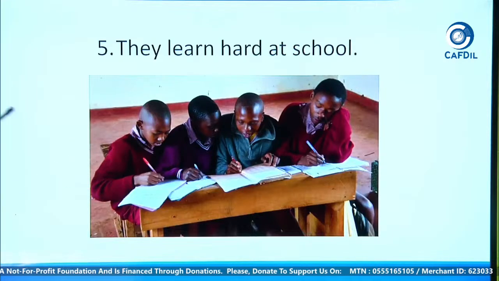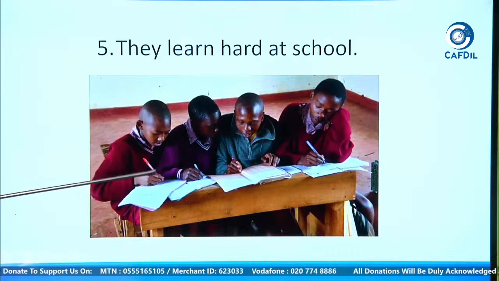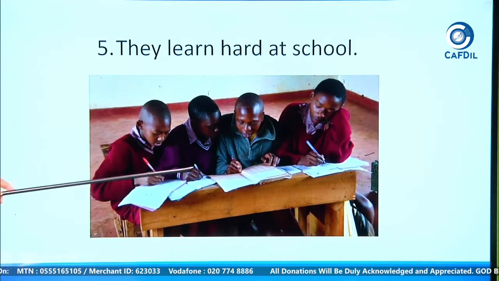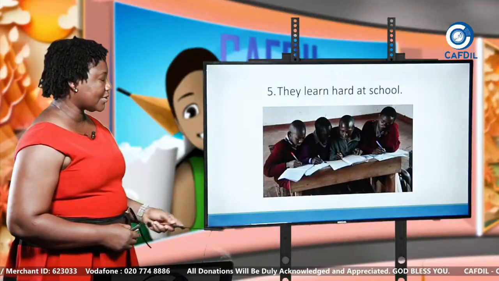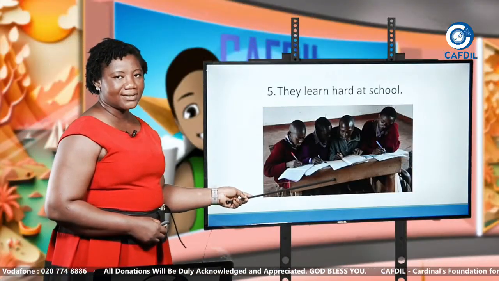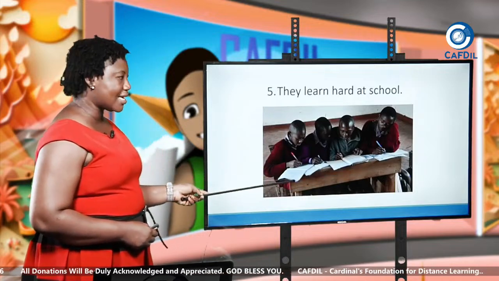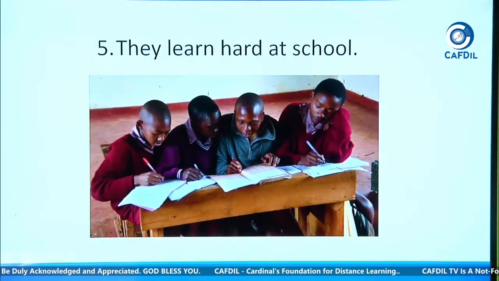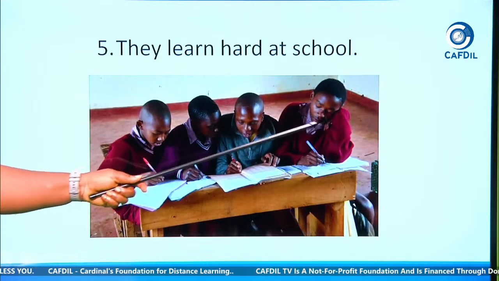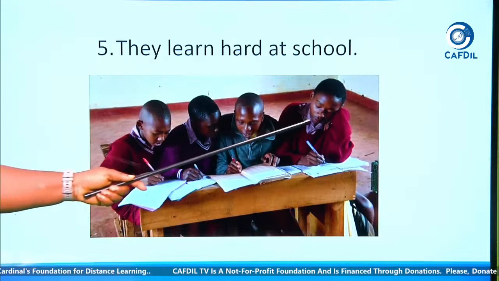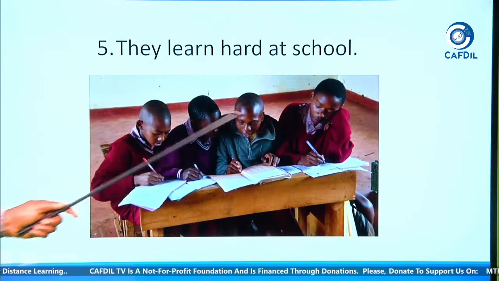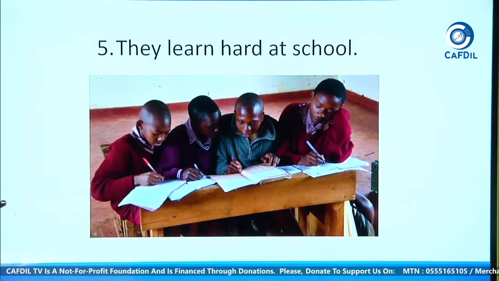There is another picture here. What do you see? Good. They are school children. What makes you think that they are school children? Yes, we can see them sitting on a desk. What do you see to show that they are school children? Good. In uniforms. They are in uniform. All wearing the same thing. Uniforms. Good.